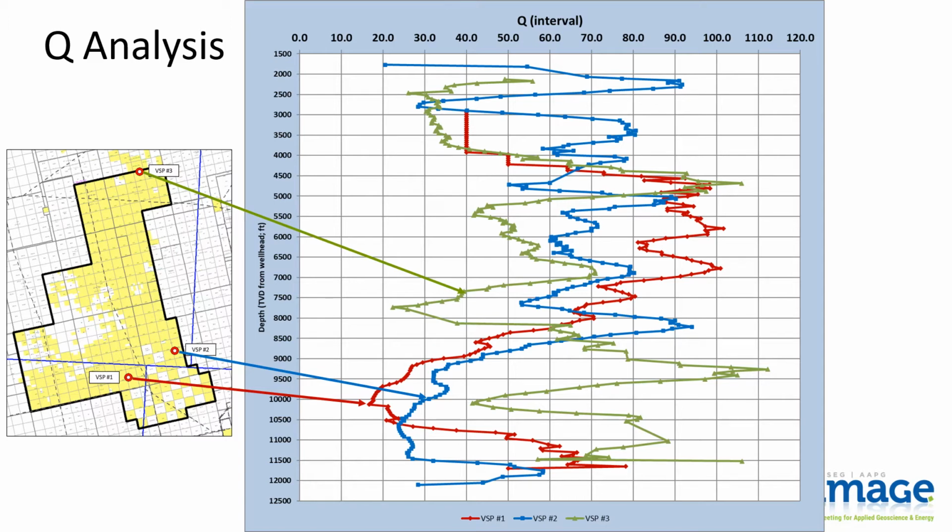As you can see, values of Q range from 20 to 100 for all 3 wells. However, notice the difference in the shape of the curves from the south, the blue and red curves, to the north, the green curve, possibly indicating that a spatially variable Q might be appropriate for this survey.